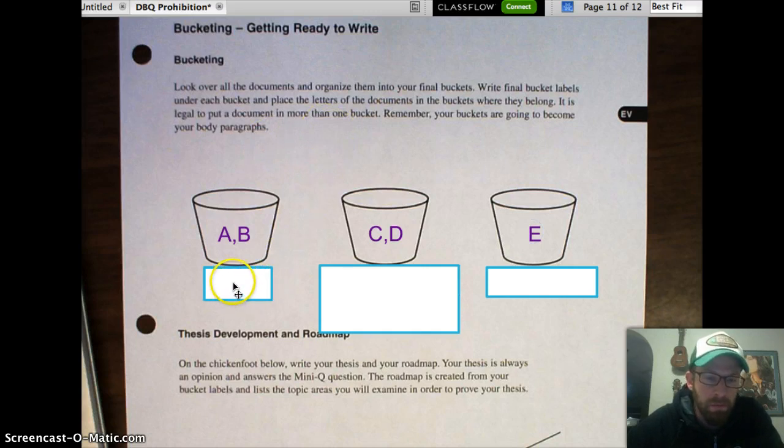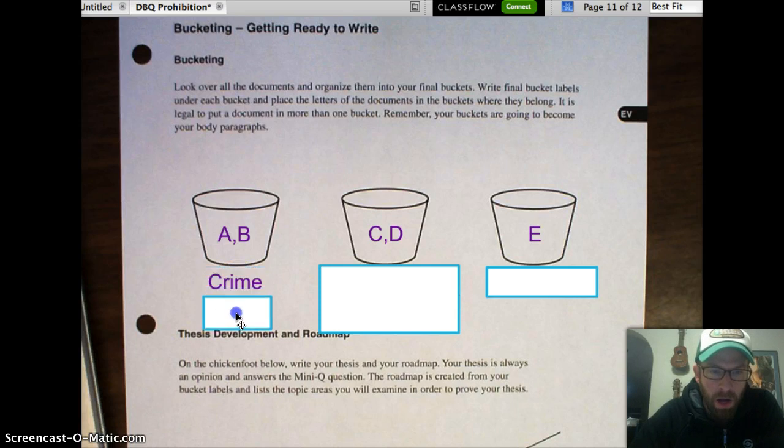I'm going to move this box here so you can see what the title is, but just think about it for a second. What are three categories that we could organize into here for when you're writing your paper? One of the main ones that we talked about throughout this whole unit is that when alcohol was made illegal, it created a black market, which led to crime. So go ahead and write document A and B in this bucket and label it crime. You should have that on your paper. Write that in with pen or pencil now.